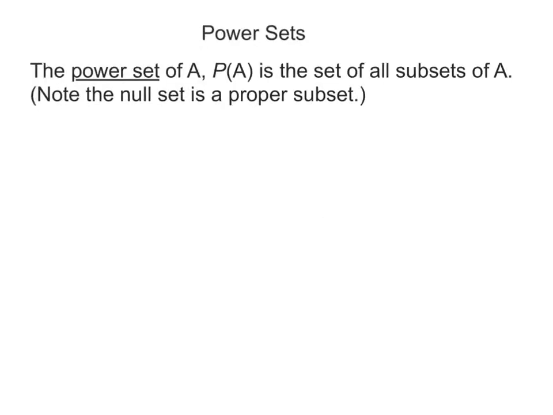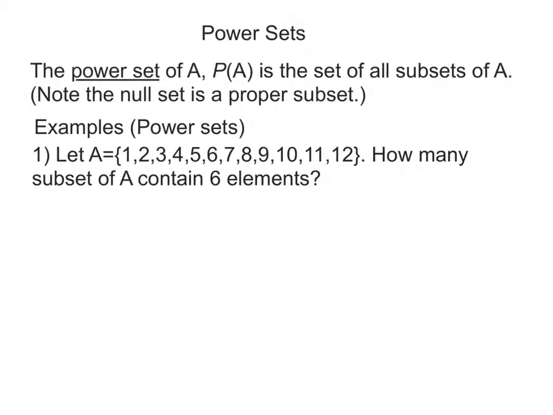We'll start with the example. The power set of A, denoted P of A, that should be kind of an italicized P, but P of A is the set of all subsets of A, and you want to note that the null set is a proper subset of any set. So an example, let A equal the set 1, 2, 3, 4, 5, 6, 7, 8, 9, 10, 11, and 12. How many subsets of A contain 6 elements?